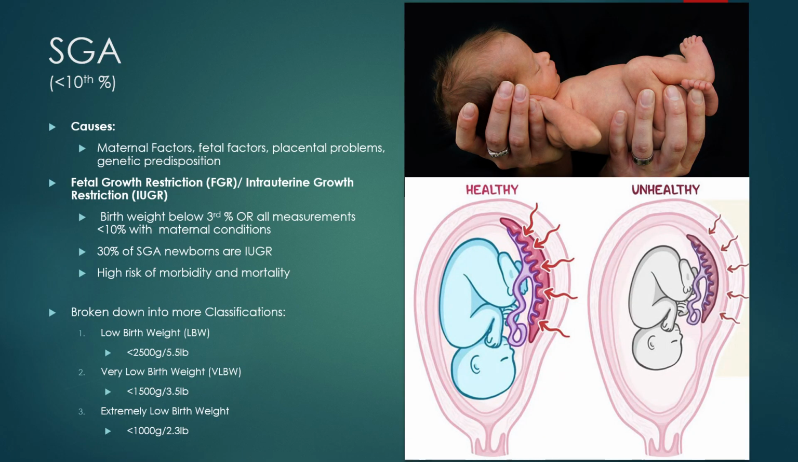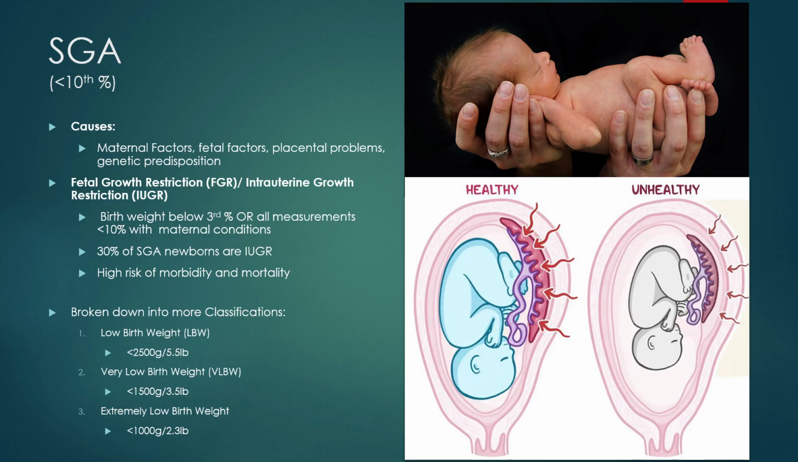Okay, so let's look a little closer at small for gestational age. SGA is a general term to describe a baby that is less than the 10th percentile, but what causes the size of this baby to be small is wide-ranging. It could simply be genetic predisposition. If the parents are small people, we would not expect them to have a giant baby. It would be appropriate for that baby to be, quote-unquote, small.